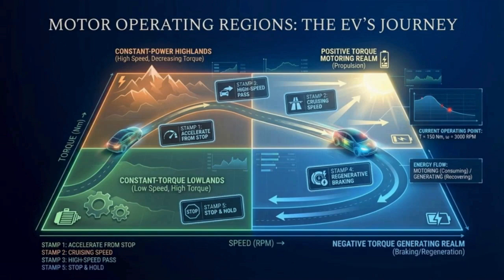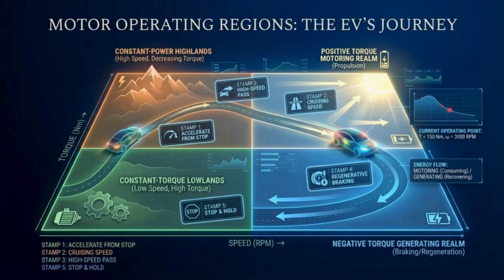Second is the constant power highlands. At higher speeds, power stays constant. Since power equals torque multiplied by speed, if power is constant and speed increases, torque must decrease. Torque equals power divided by speed. Third is the positive torque motoring realm, where torque is positive, the motor pushes the vehicle forward, power is positive, and energy flows from the battery to the wheels. Fourth is the negative torque generating realm, where torque is negative, the motor slows the vehicle down, power is negative, and energy flows from the wheels back to the battery.